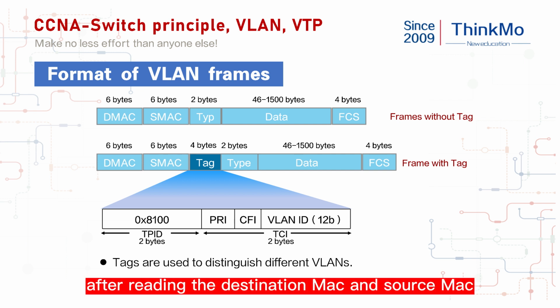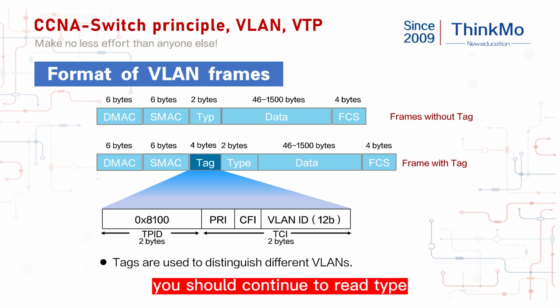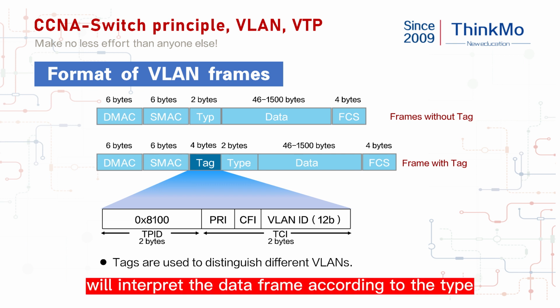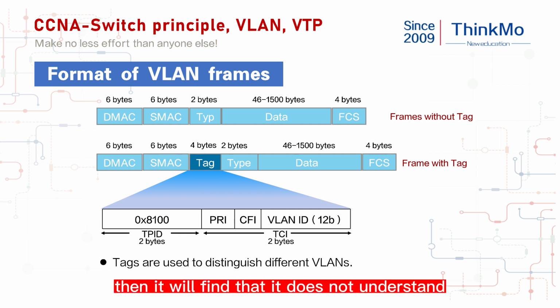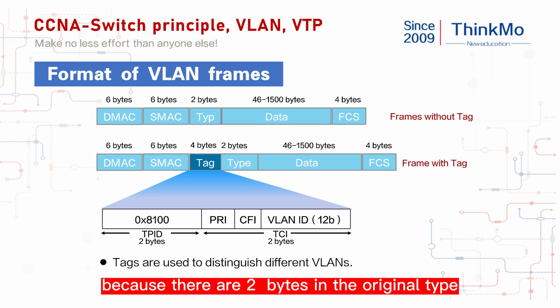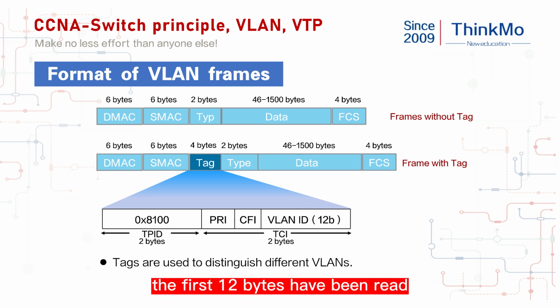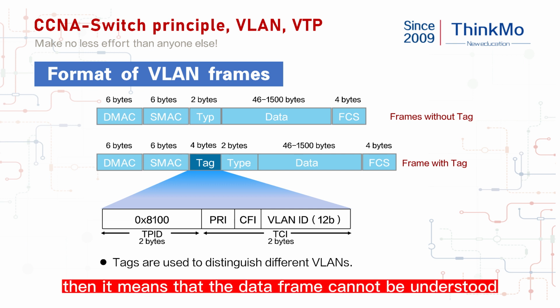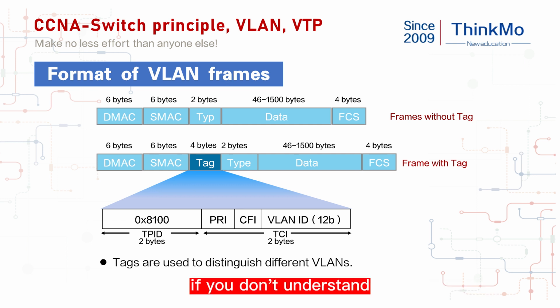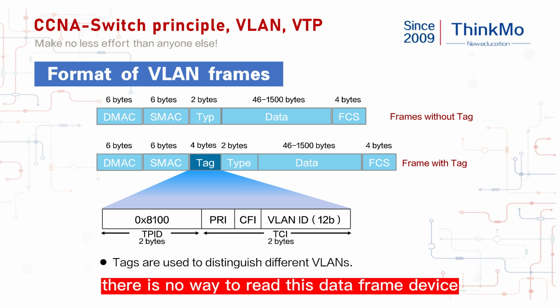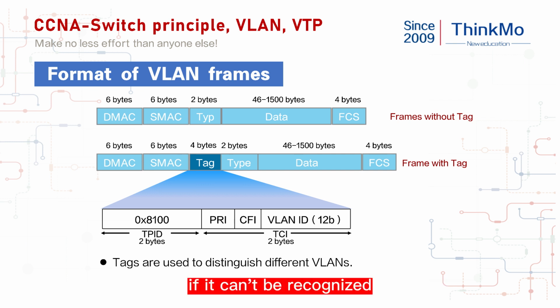After reading the destination MAC and source MAC, it should continue to read the type. So if a device sends a data frame with a tag, other devices will interpret the data frame according to the type, and then find that they do not understand it. Because there are 2 bytes in the original type, the first 12 bytes have been read, and the 2 bytes of type should be read next. As a result, these 2 bytes have been read, and it finds that this does not seem to be a type. It means the data frame cannot be understood. If it doesn't understand, there is no way to read the data frame. If it can't be recognized, it can only be thrown away directly.